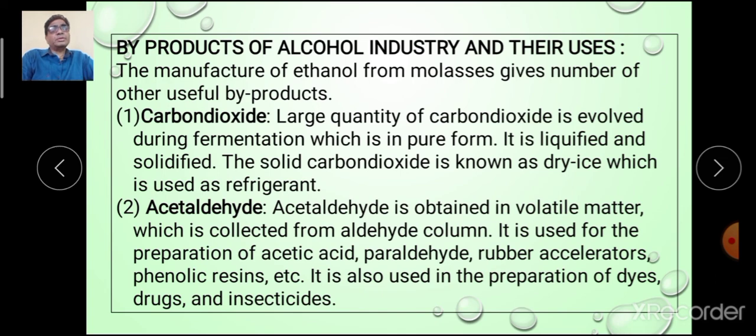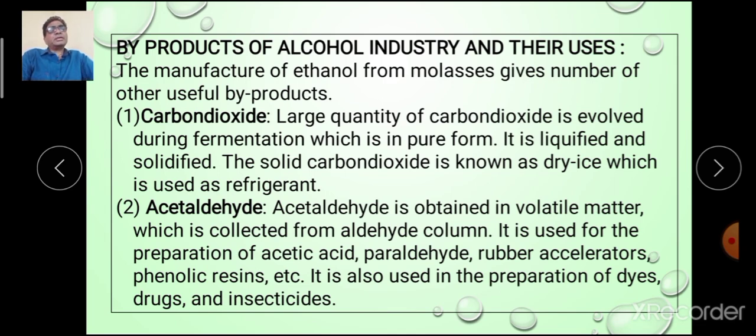Then second byproduct, acetaldehyde, which is collected at the top in the aldehyde column and which is obtained in the volatile matter. It is used for the preparation of chemicals like acetic acid, paraldehyde, then rubber accelerators, phenolic resins, and also in the preparation of dyes, drugs, and insecticides.